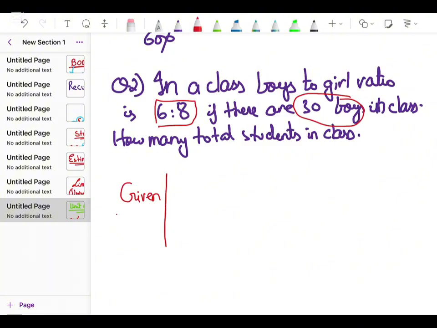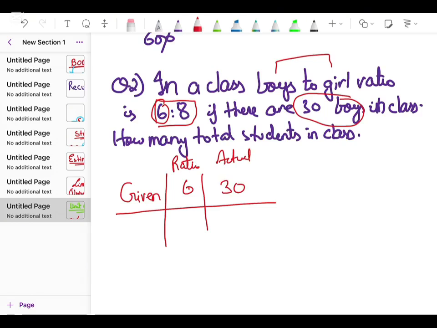So we need to find the total students. First we need to write down the given. The ratio of boys, you can see boys to girls, means the ratio of boys is 6, so I will write boys 6, and the actual value of boys is given as 30. Now I write find. I need to find the total students. The total ratio will be 6 plus 8, which gives me 14, so I will write 14, and I don't know the actual value, so I will write x.